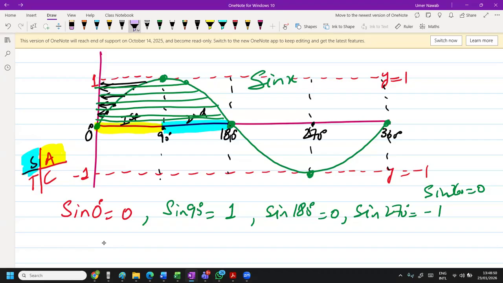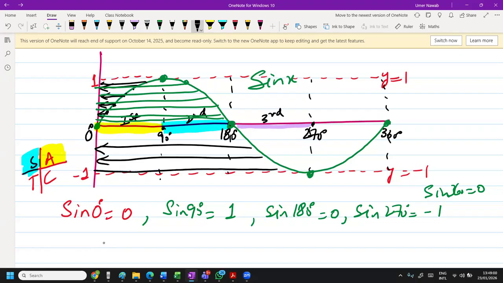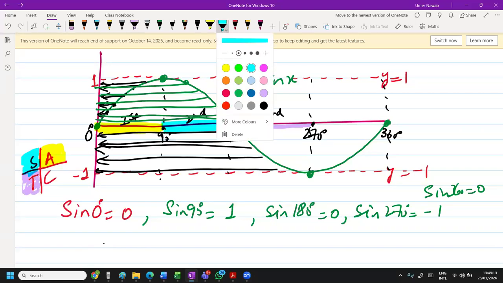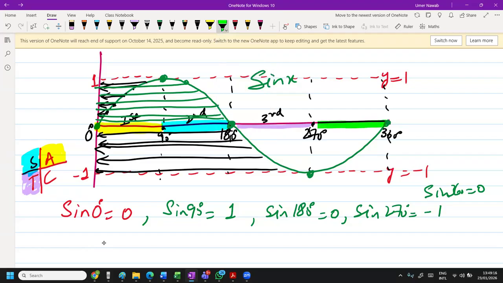Let's go to the third quadrant. In the third quadrant, all values of sine are negative. We remember that in the third quadrant, only tan was positive and sine is negative. Let's go to the fourth quadrant now. In the fourth quadrant, you can see the graph is below the x-axis, so it means sine will be negative. Yes, it is negative.